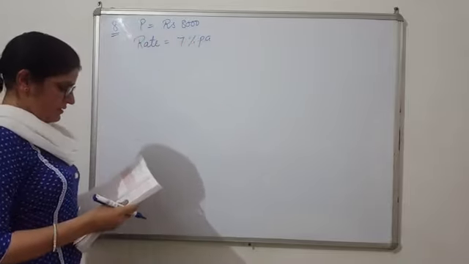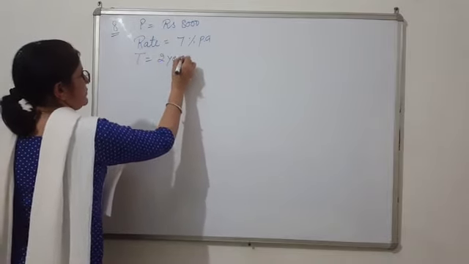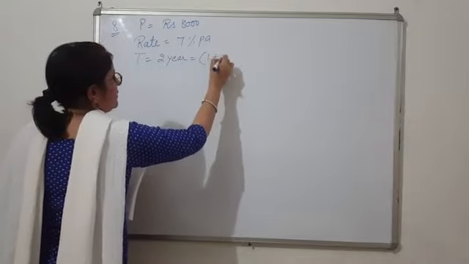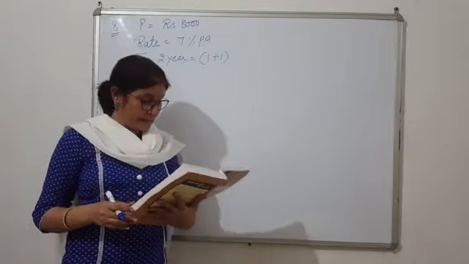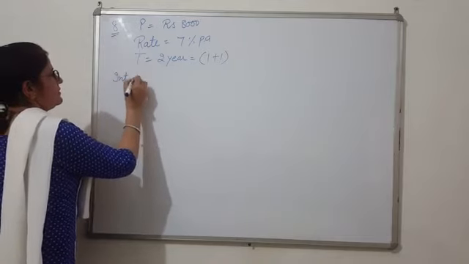And time is given 2 years. But we have to split the time. We will take it as 1 and 1 year because it is compounded yearly. So first of all, we find interest for the first year.